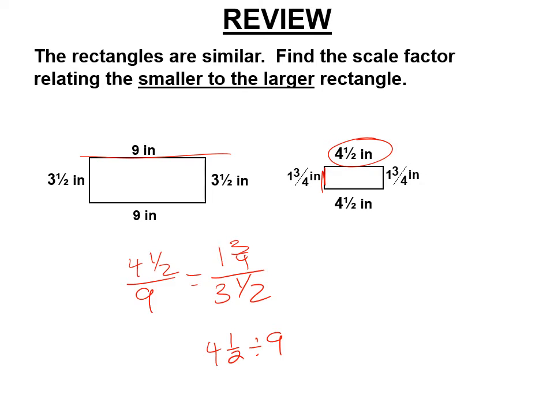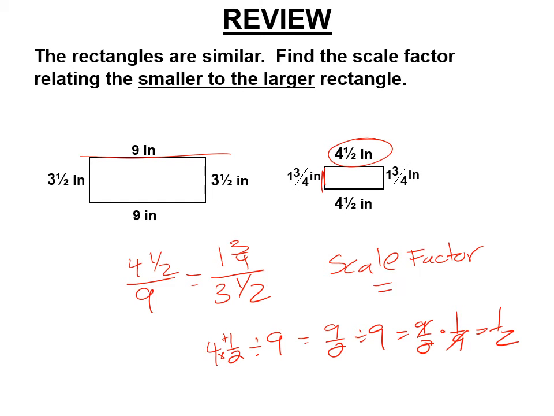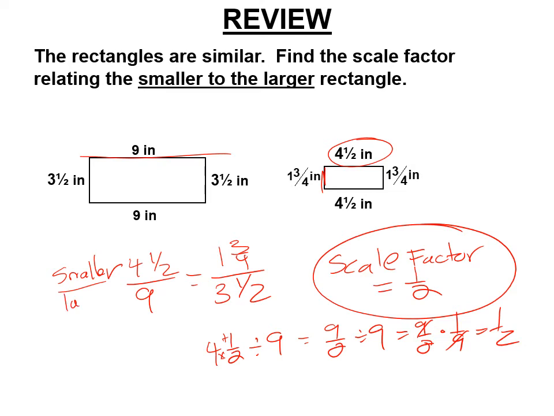4.5 divided by 9, right? You have to make that not a decimal: 2 times 4 is 8 plus 1 is 9. So this is 9 halves divided by 9, which is 9 halves times 1/9. Oh yeah, this is 1/2. So the scale factor, which is just like the constant of proportionality, just like a unit rate, the scale factor is 1/2. Smaller to larger, right? If you say 2, it's wrong because it said smaller to larger.